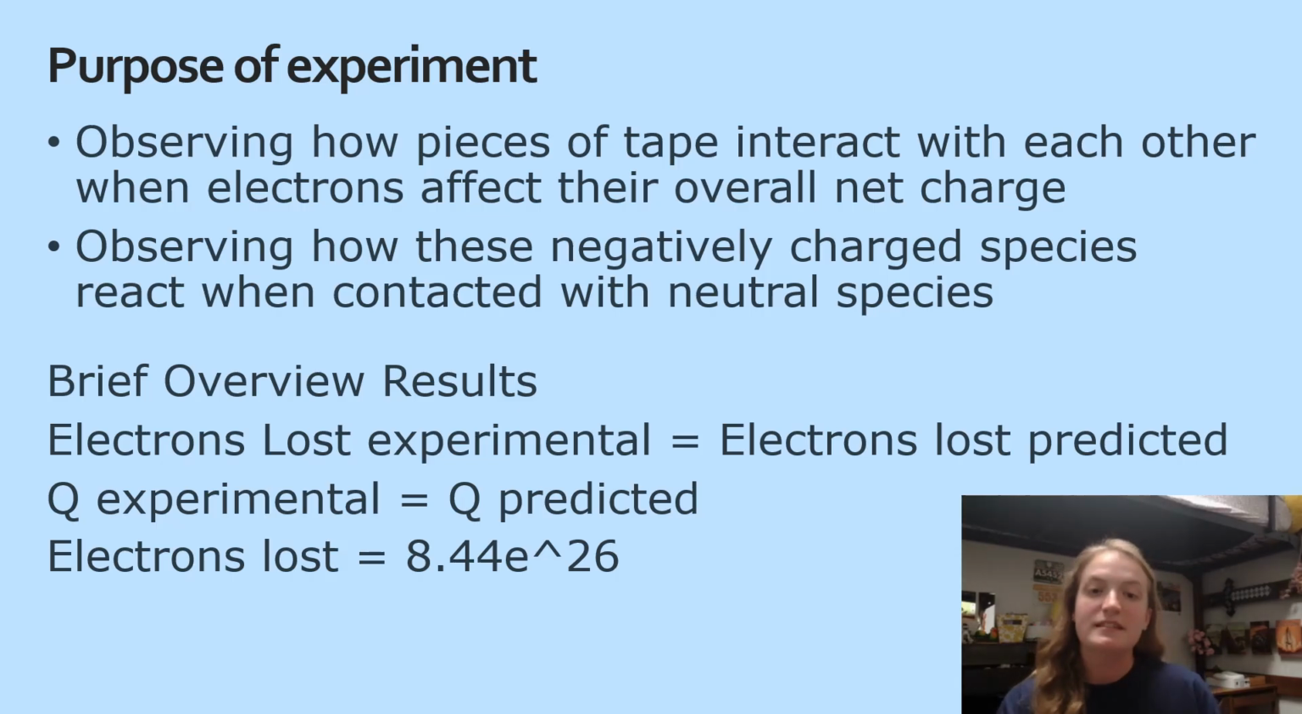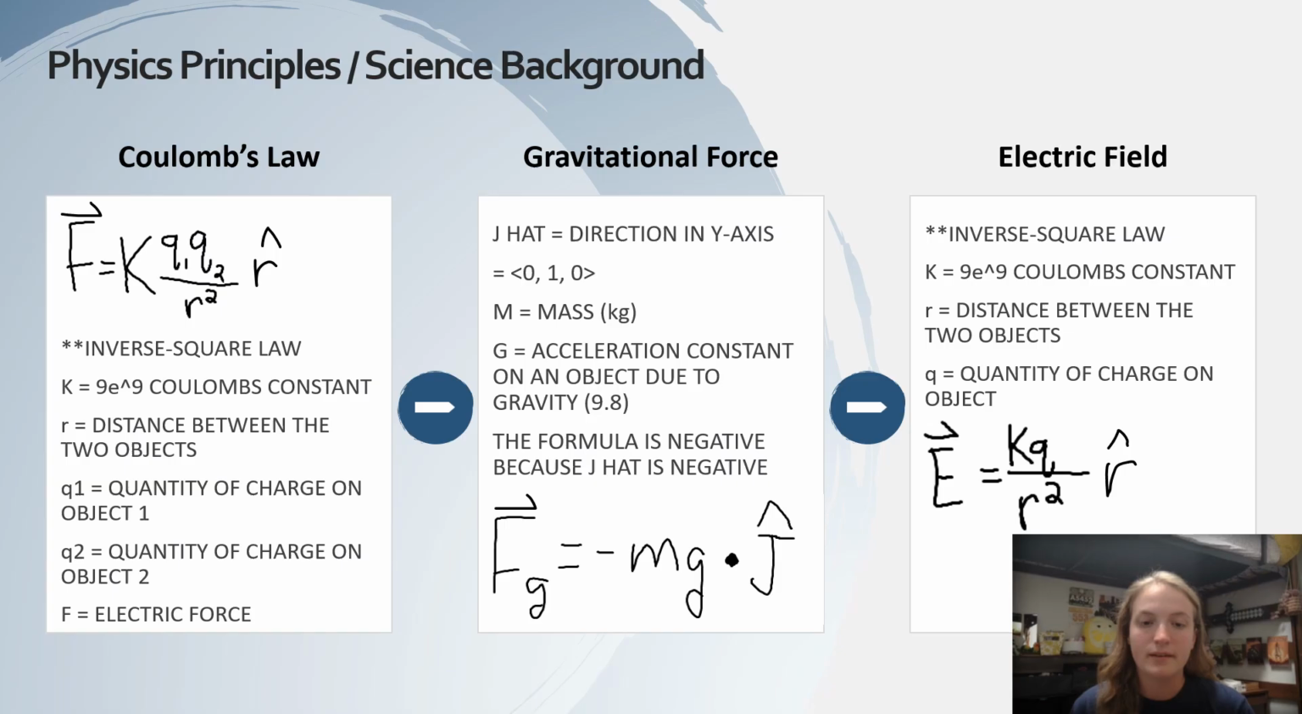Alrighty, so the purpose of this experiment will be to observe how pieces of tape interact with each other when loss of electrons affect their overall net charge, and also how these charged species react when they're contacted with neutral species, such as my hands. And a brief overview of the results is that all of my experimental values actually matched up with the predicted values, despite the potential errors that could have happened that we'll talk about later. And the electrons lost that I calculated was 8.44 times 10 to the 26.